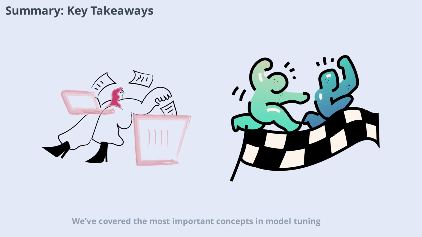We've covered the most important concepts in model tuning, from overfitting and underfitting to regularization, pipelines, and handling imbalanced data. Remember, the key to successful machine learning is balancing complexity, monitoring performance, and continuously validating your models with real-world data.